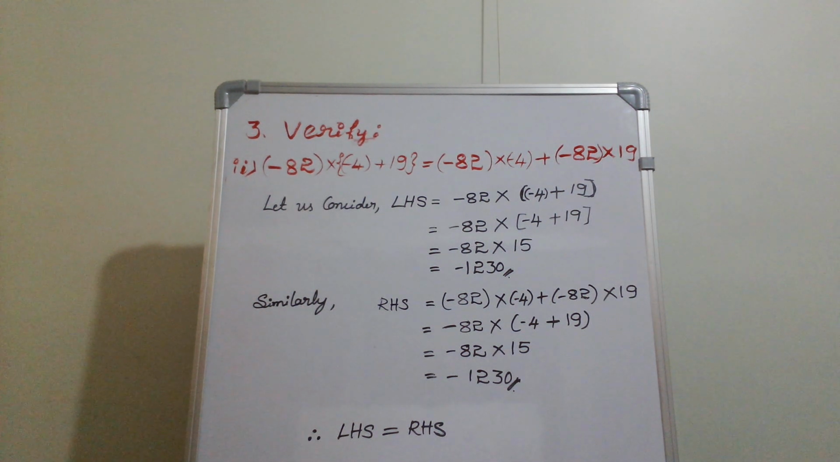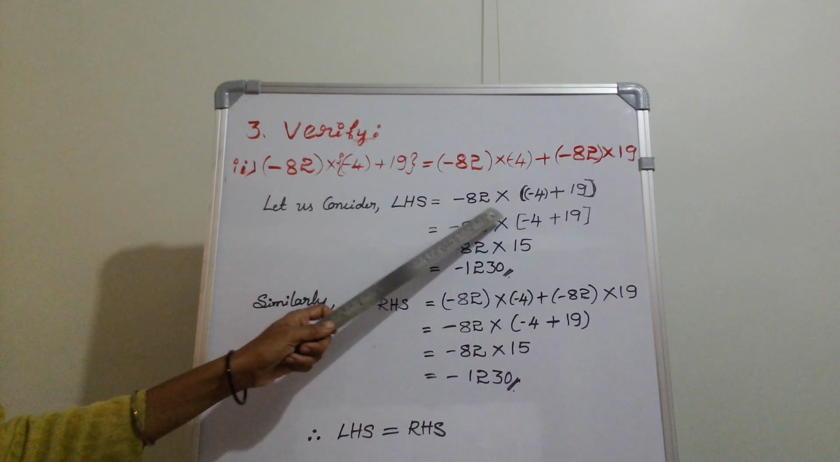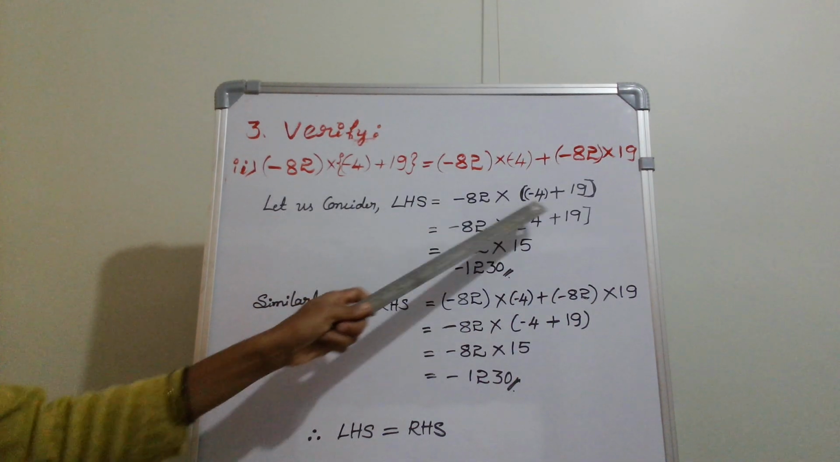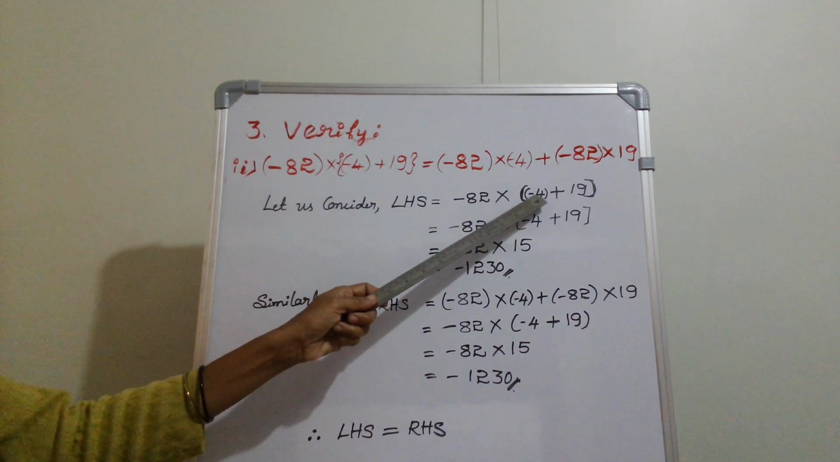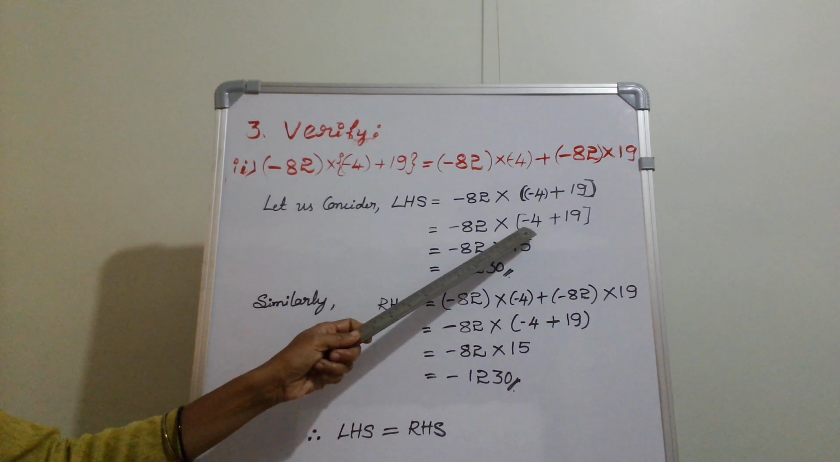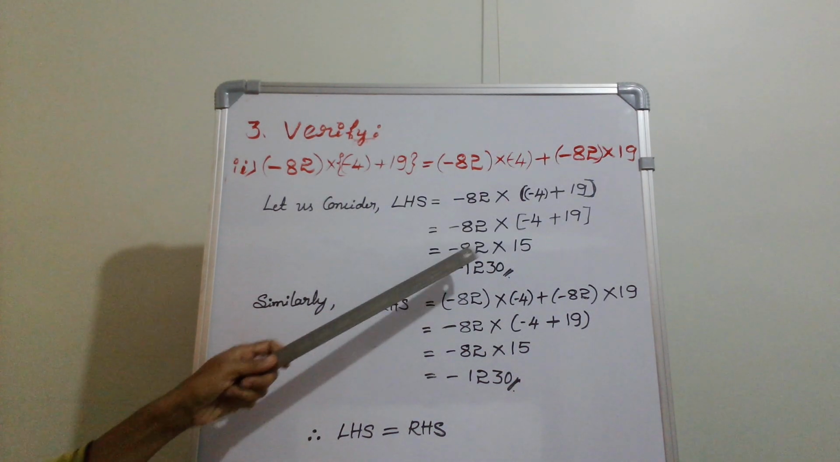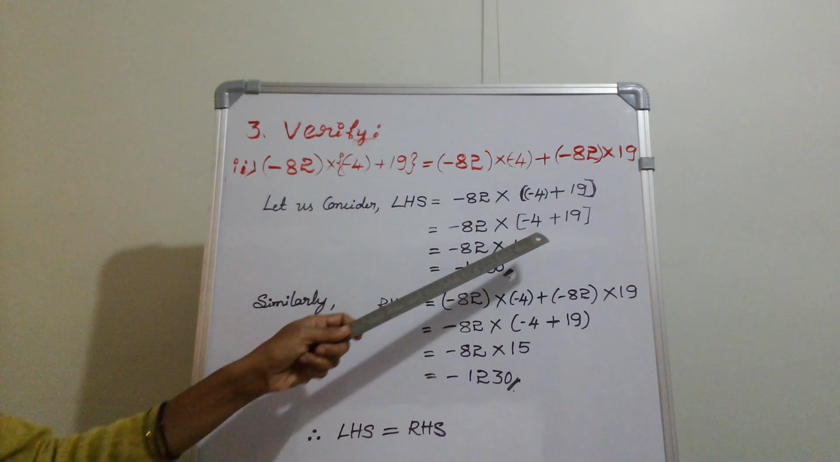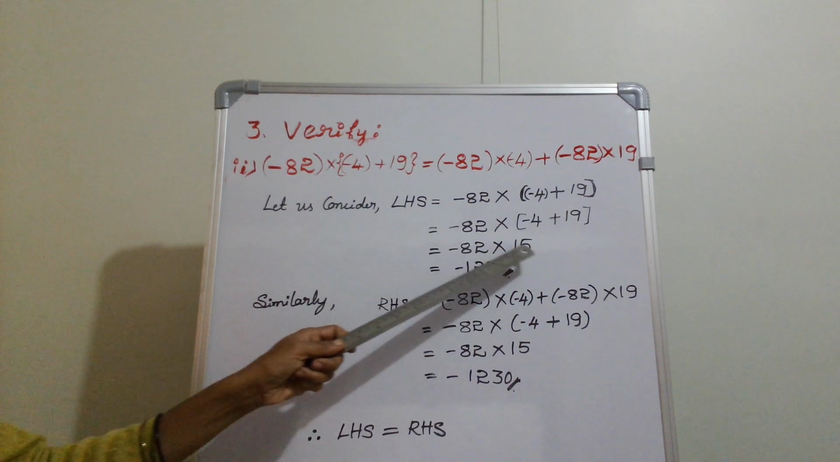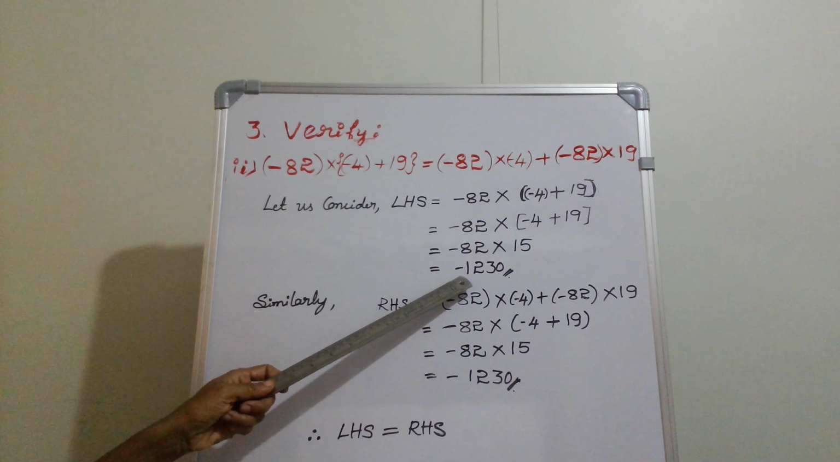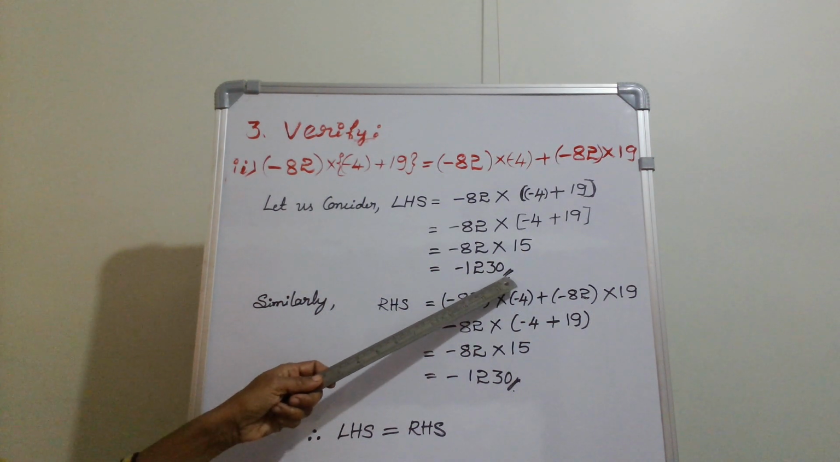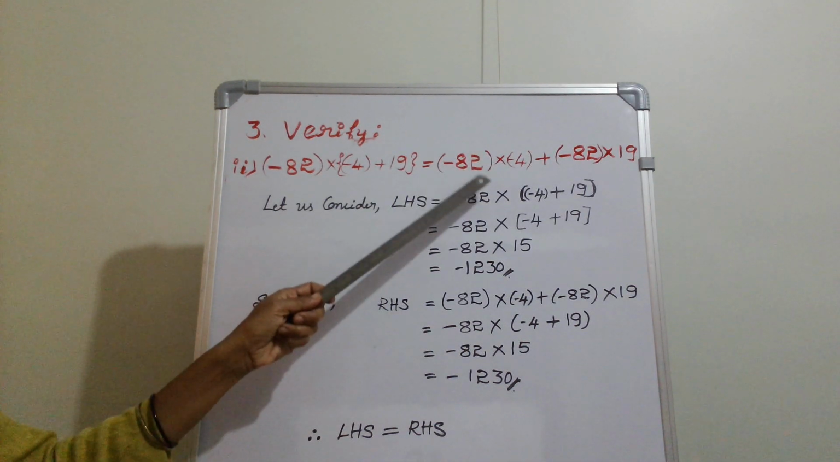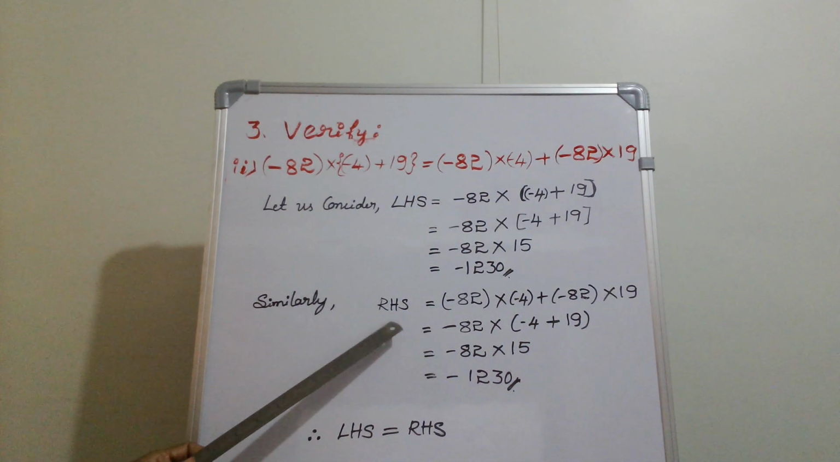Now, let us consider the LHS, which is minus 82 into minus 4 plus 19. Okay, it can be written as, just remove the brackets, we can write as it is. So 19 minus 4 is 15. So minus 82 into 15 is minus 1230. Okay.